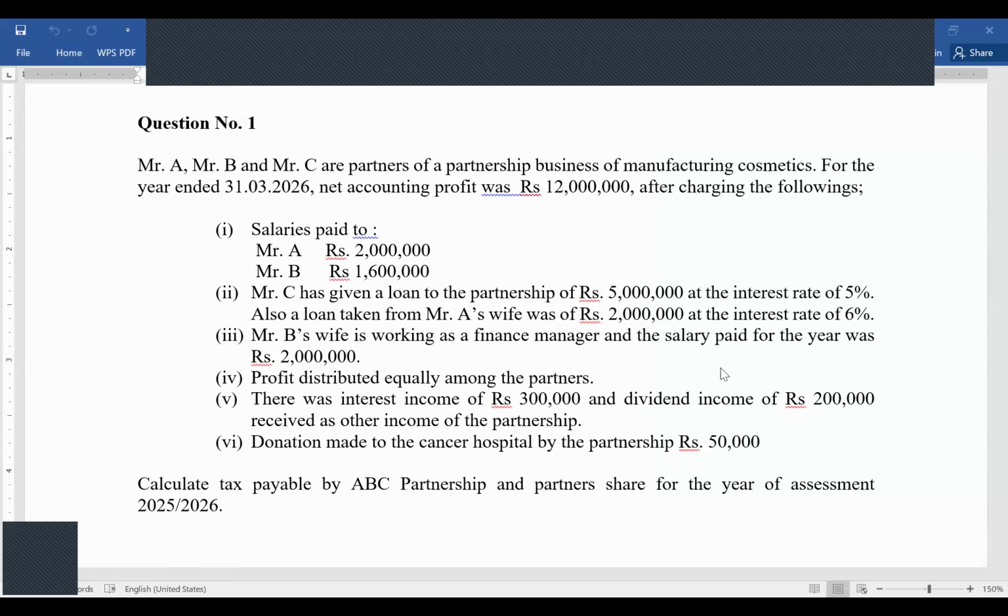Then what is the next thing? Interest paid to partners are not allowed. That means we have to add them back. Salaries paid to a spouse are allowed to be deducted, but it is a part of the partner's income. So we can allow it as a deduction, but when we are considering that person's tax liability, we have to include it under the partner's income.